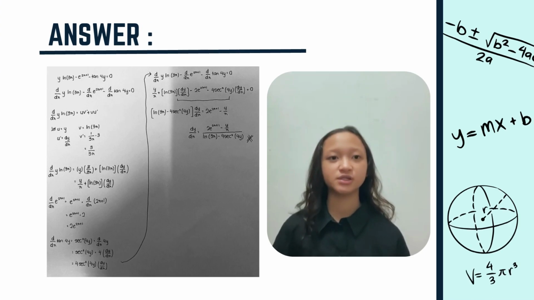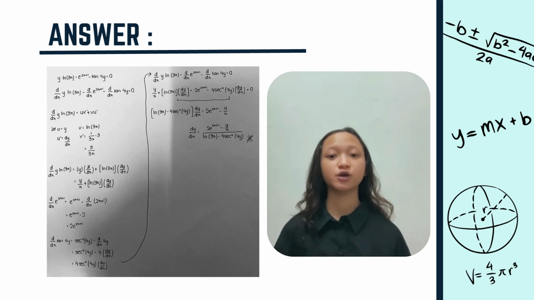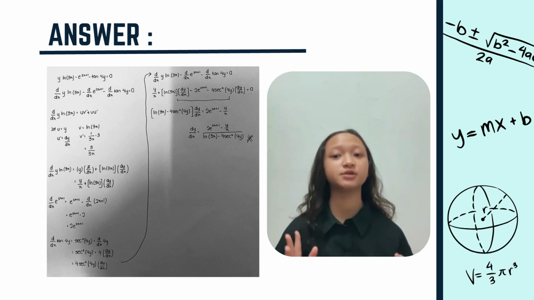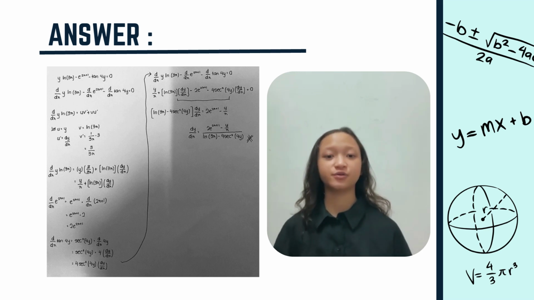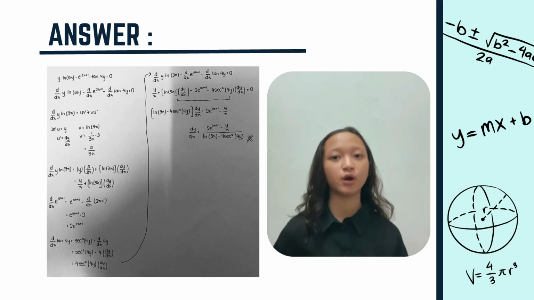So the question given is y ln in the bracket of 3x minus e to the power of 2x plus 1 minus tan 4y equals 0. It was stated that we need to find dy over dx by using implicit differentiation. As you can see, that's the answer for the question provided with the appropriate steps. So now I will be explaining the steps one by one.